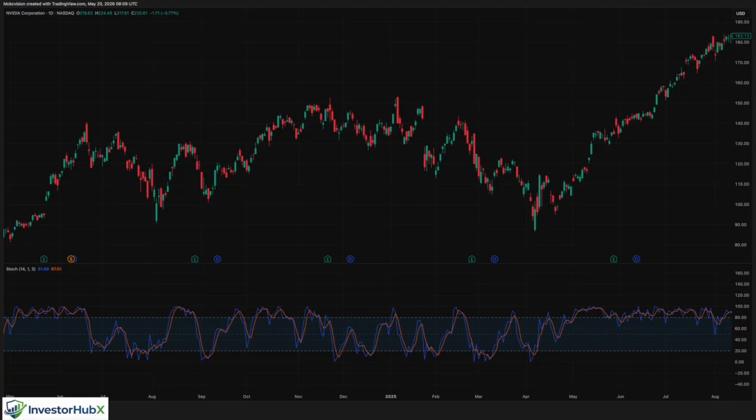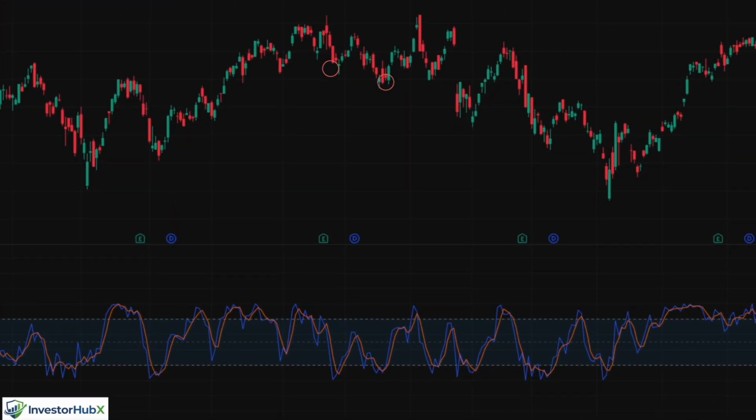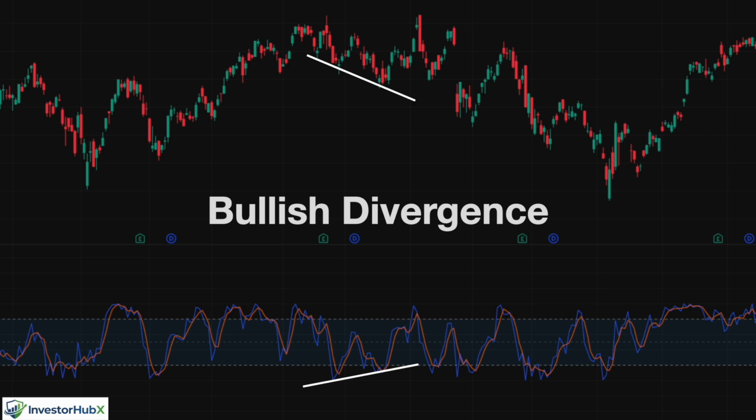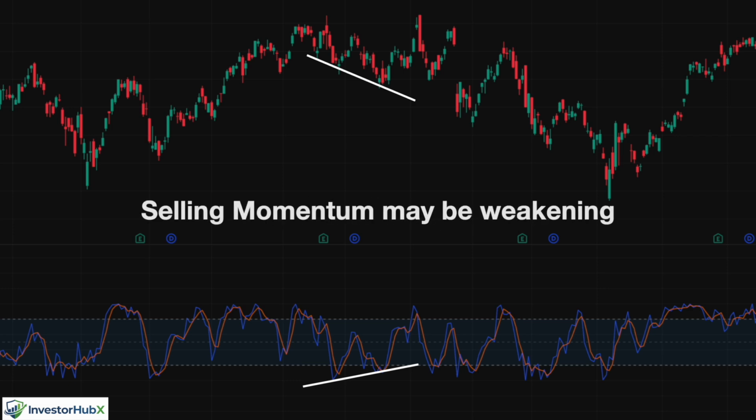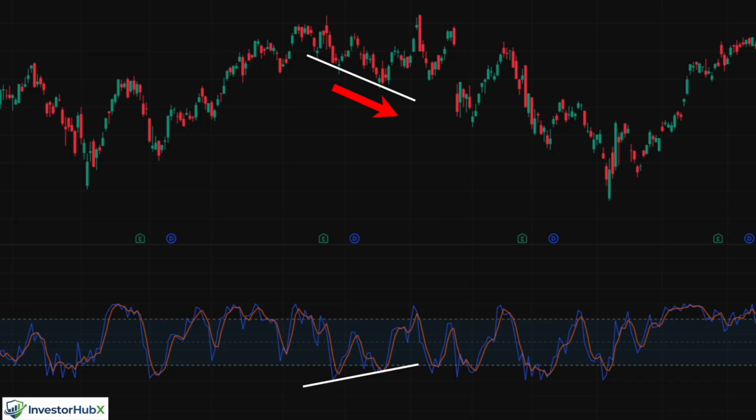This is NVIDIA on the daily time frame. Here you can see that price is making a lower low, while the stochastic oscillator is making a higher low. This is known as bullish divergence. It suggests that selling momentum may be weakening. Although price continues moving lower, the momentum behind the move is becoming weaker.